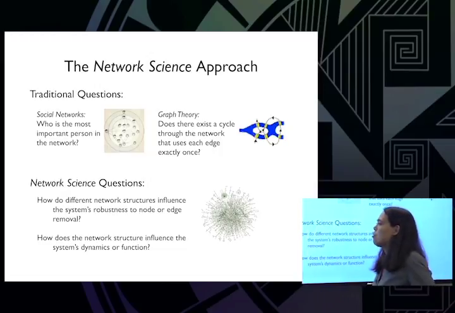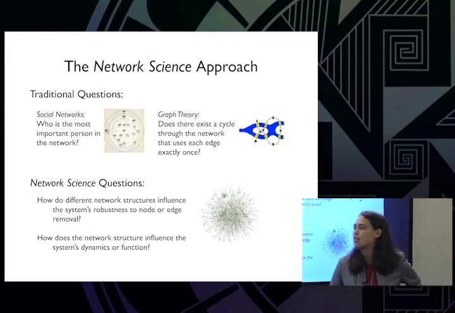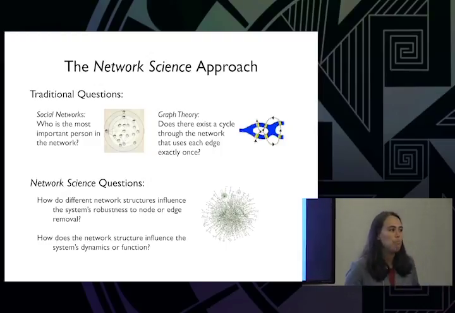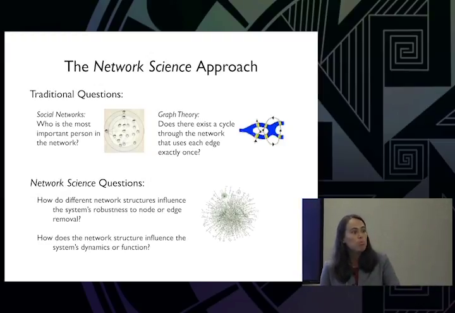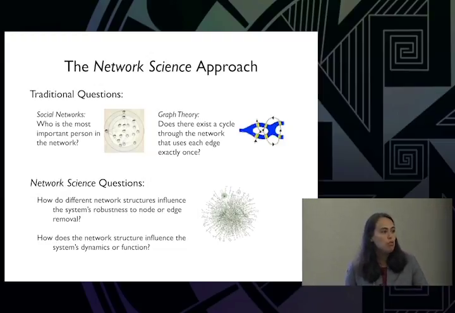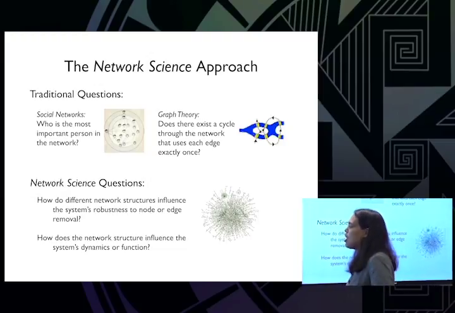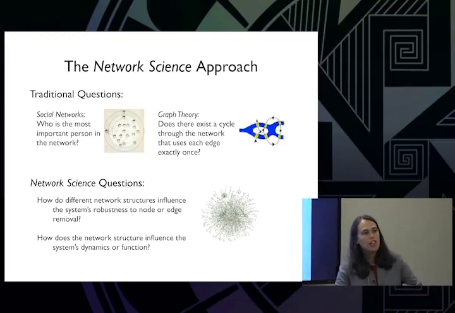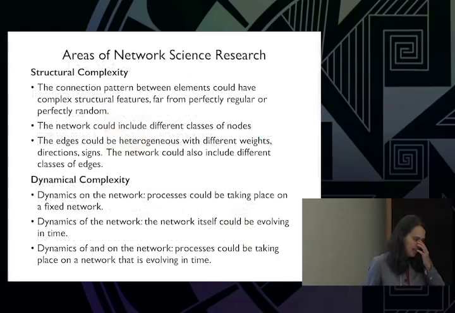So the network science type questions might be things like, how do different network structures influence the system's robustness to node or edge removal? So if I want to attack this system and I want to break it apart, how does that pattern of connectivity influence what strategy I use to break it apart and which nodes I choose to break it apart? And then, or similarly, how does the network structure influence the system's dynamics or function? So for a certain function, maybe there are certain kinds of network structures that are most important to that type of function. Those are the things that we think about in network science.